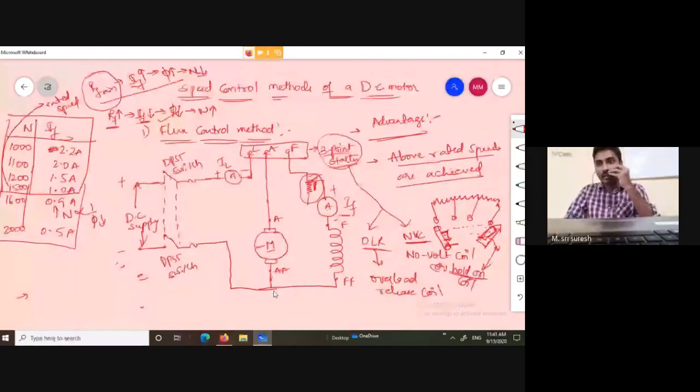So it keeps the handle in complete on position until the supply is turned off. That is the purpose of the hold on coil. Suppose the supply breaks due to a power cut. Due to spring action, the handle comes backwards like this, to the off position. This is the off position, this is the on position. This is the rough diagram. Anyway, we will talk about it later, the 3-point starter.